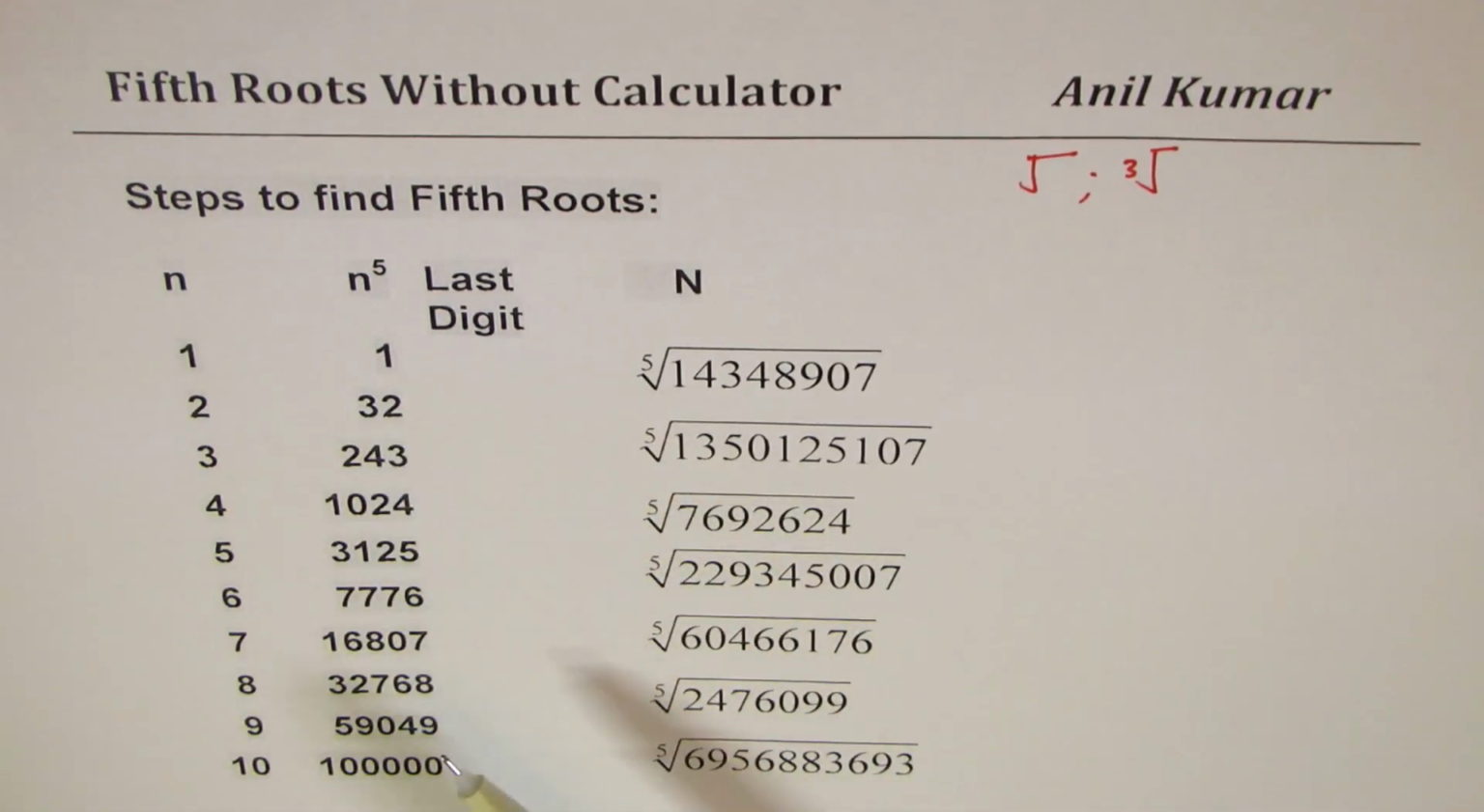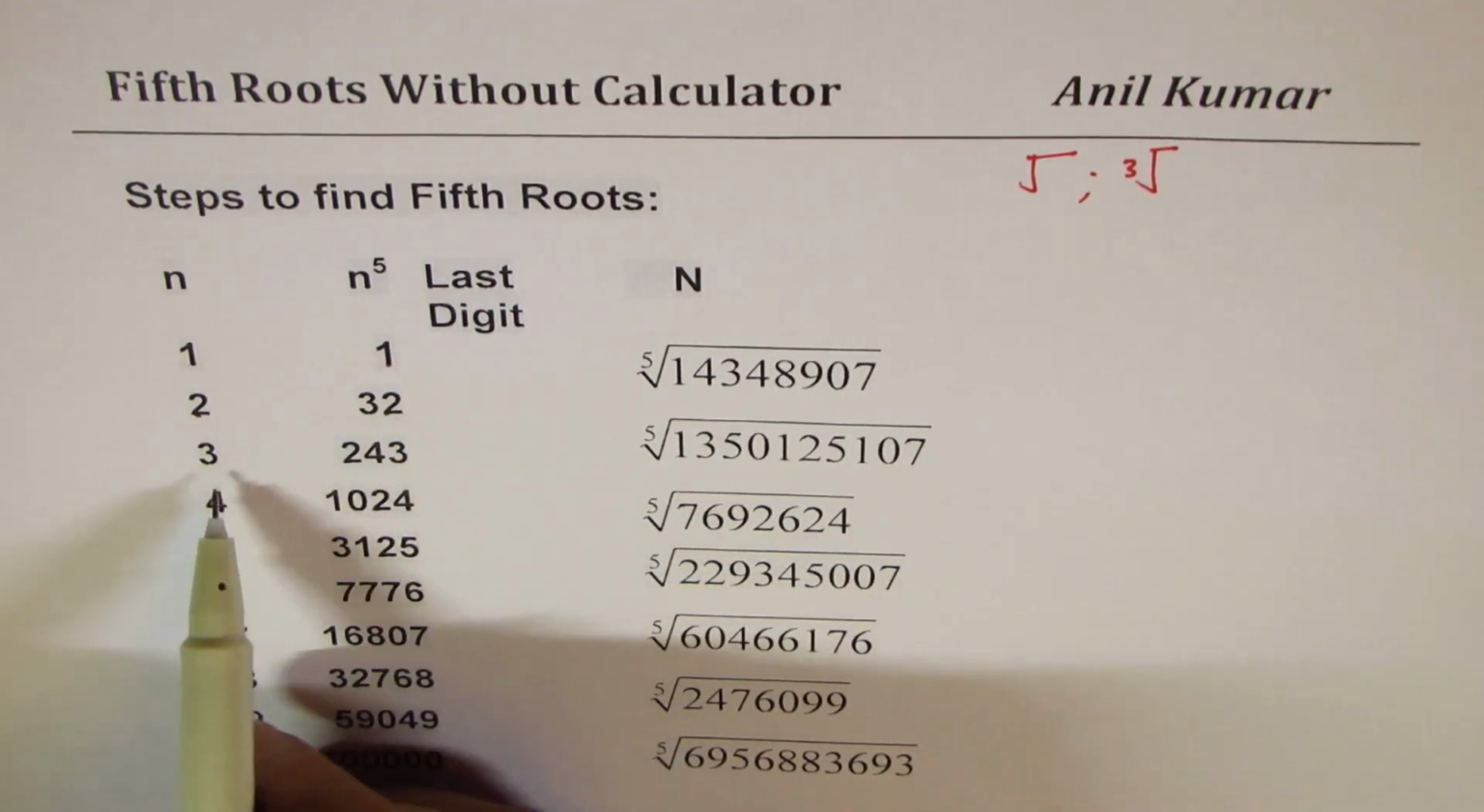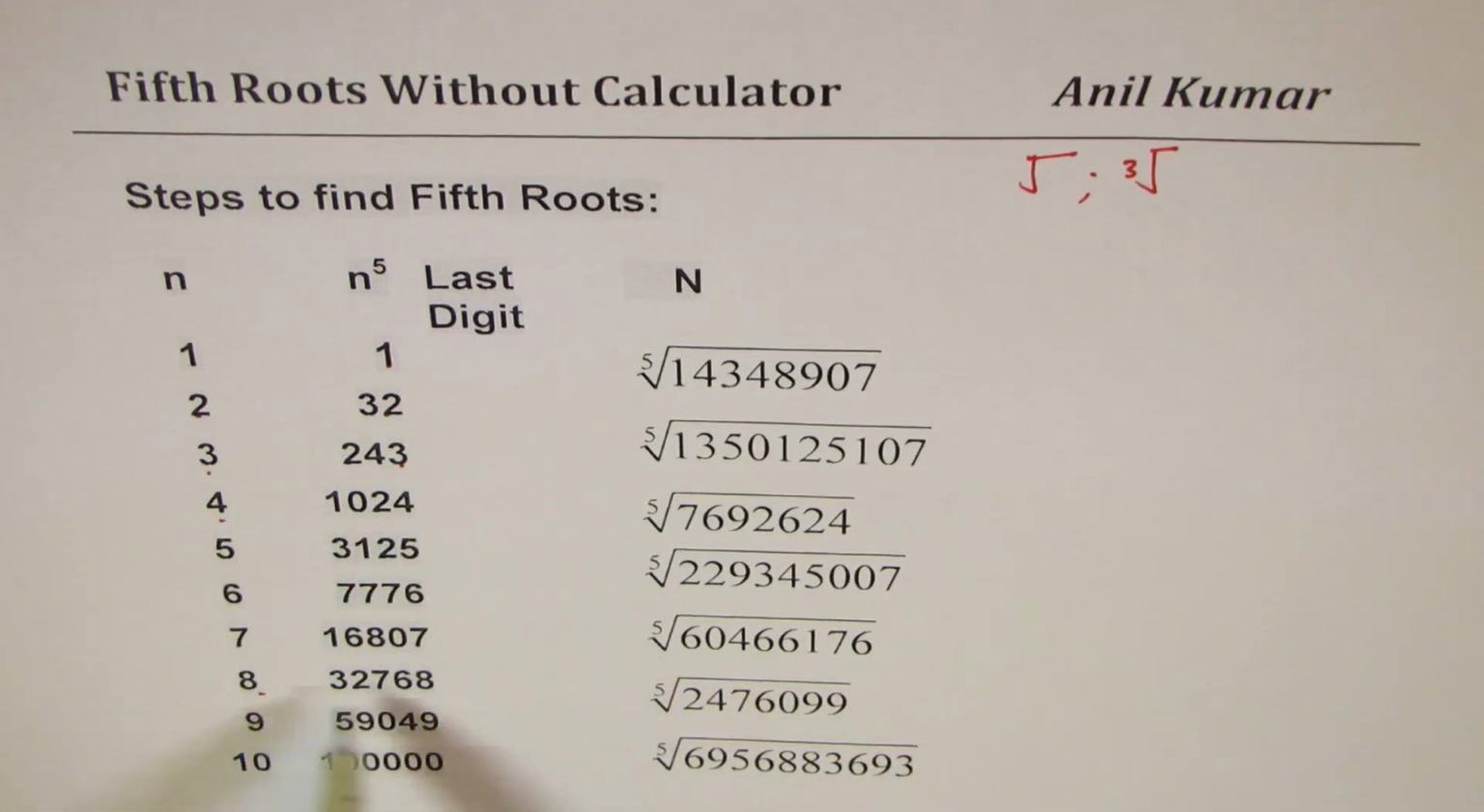Now in this list, you will notice that the last digit is exactly the same as that of the number. So that's a good part in the fifth root. For 1, the last digit is 1. For 2, it is 2. For 3, it is 3. 4, 4, 8, 8, 9, 9, 10, 10, 0. Okay. So that is one thing. So the last digit is known.